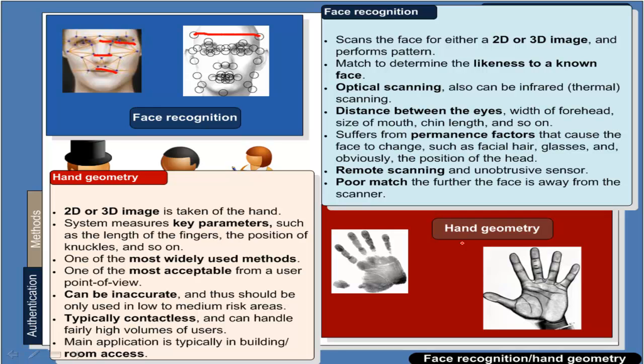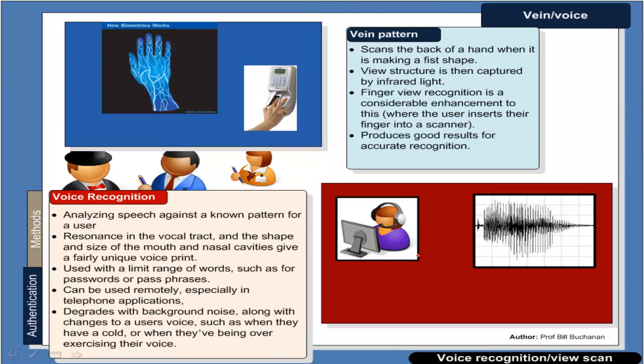Hand geometry is one of the most widely used methods now, and it typically involves scanning a hand for key features such as the lines, the length of the fingers, and so on. One of the great advantages is that it can be contactless, where the user doesn't actually have to touch a screen, and is now used in access to buildings and room access.